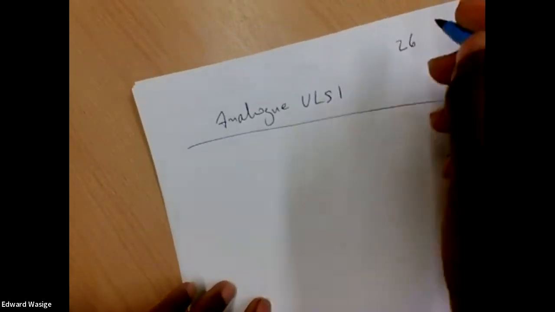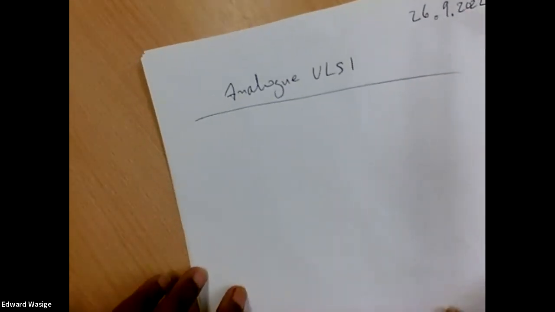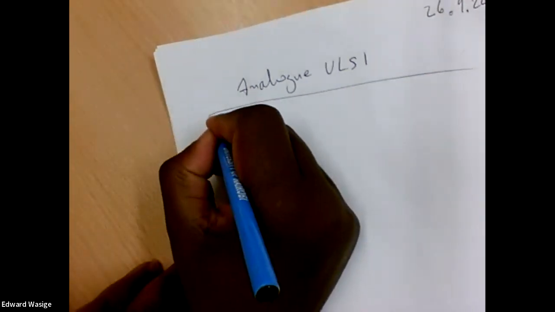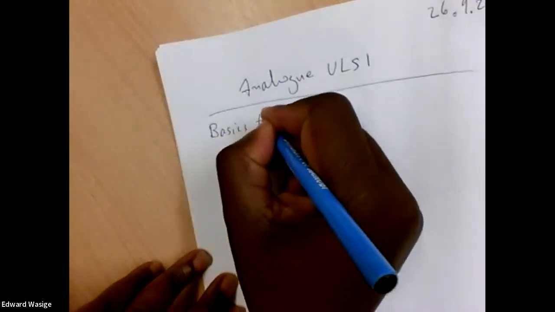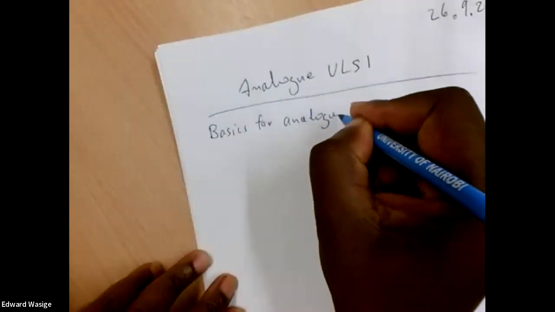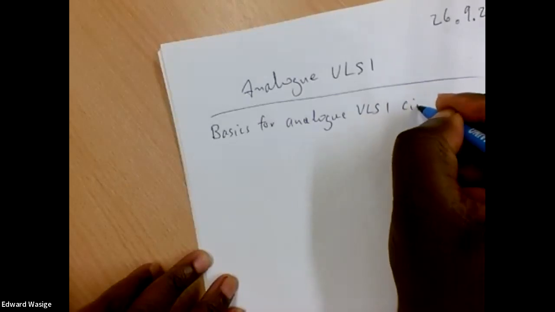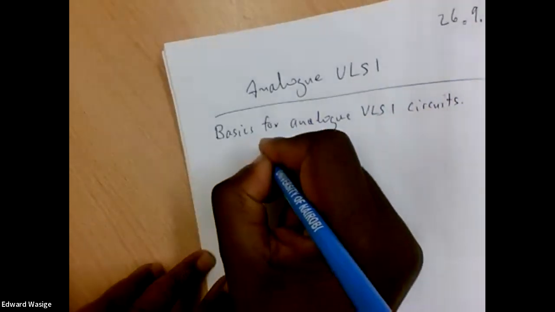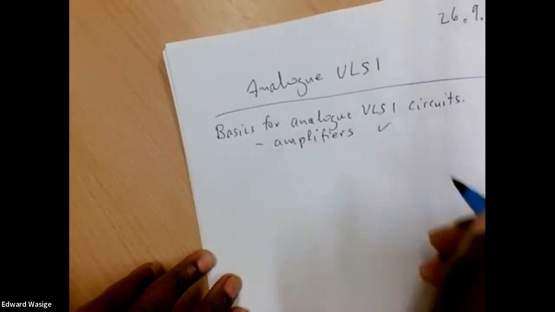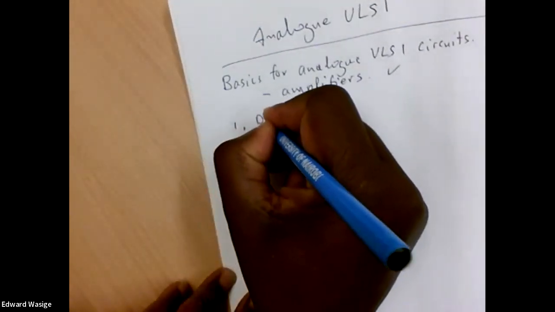So today, 26/9/2022, this is our second lecture. It's our third slot. And we started with basics. We'll carry on with basics for analog VLSI design. In particular, what we want to do is the amplifiers, but in steps. Of what we'll cover today, we'll carry on with devices.